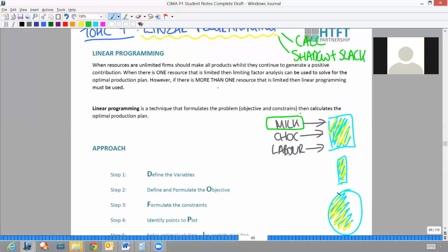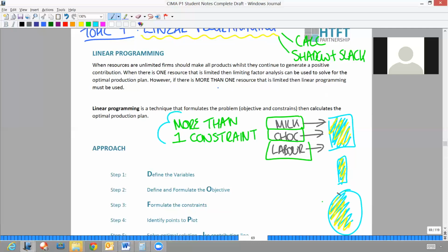Linear programming aims to do exactly the same thing, in that linear programming aims to give you, as an organisation, a plan for your optimum product mix. So it will tell you how many to make of each product, just as we did with limiting factor analysis, and therefore how to maximise your profit. However, the difference is that we now have more than one constraint. So we've got more than one limiting factor.